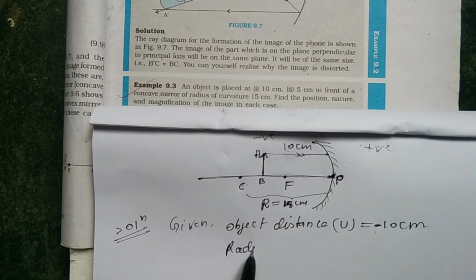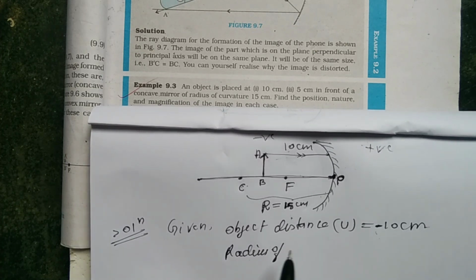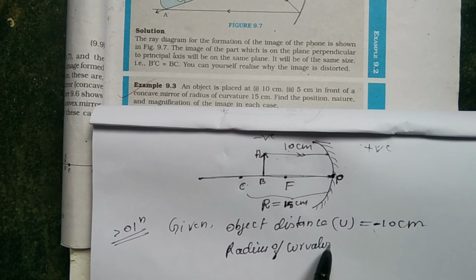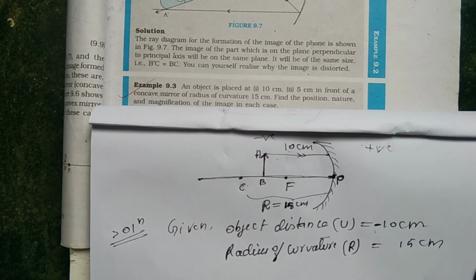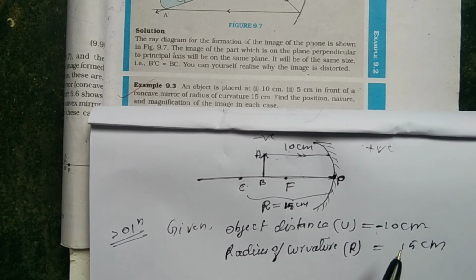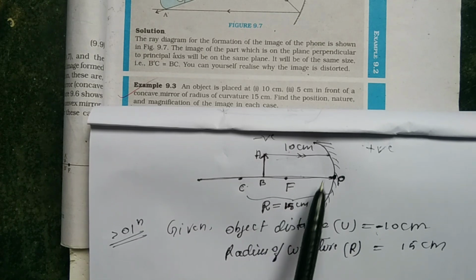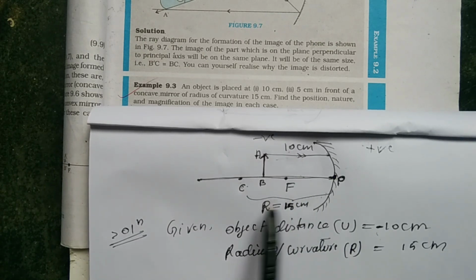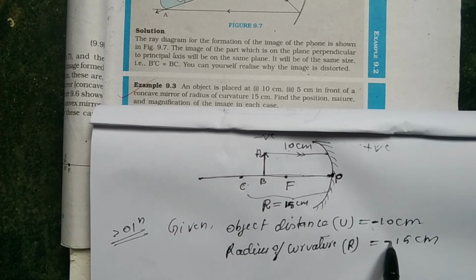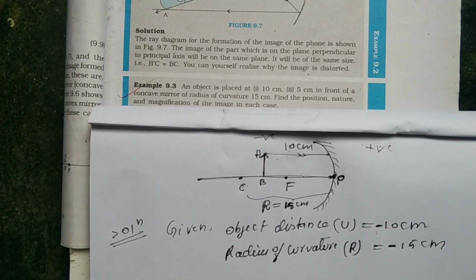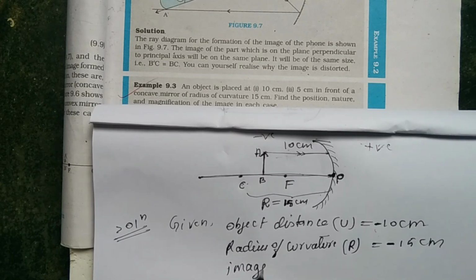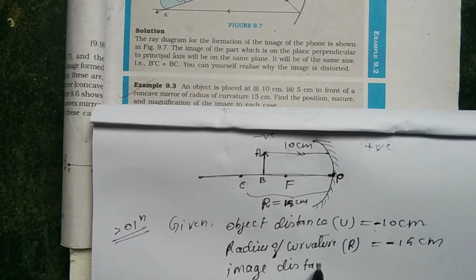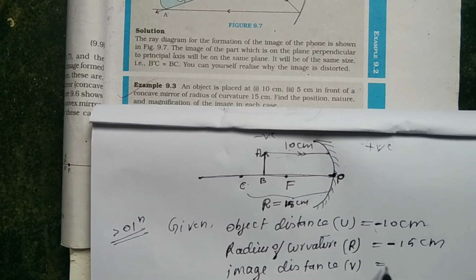Again, the radius of curvature is given. It is denoted by the symbol r and is 15 centimeter. Now what is the sign of this radius of curvature? The radius of curvature is also on the left-hand side of the mirror, so we put negative. Now we have to find the value of v, the image distance. It is denoted by the symbol v, and it is the unknown.